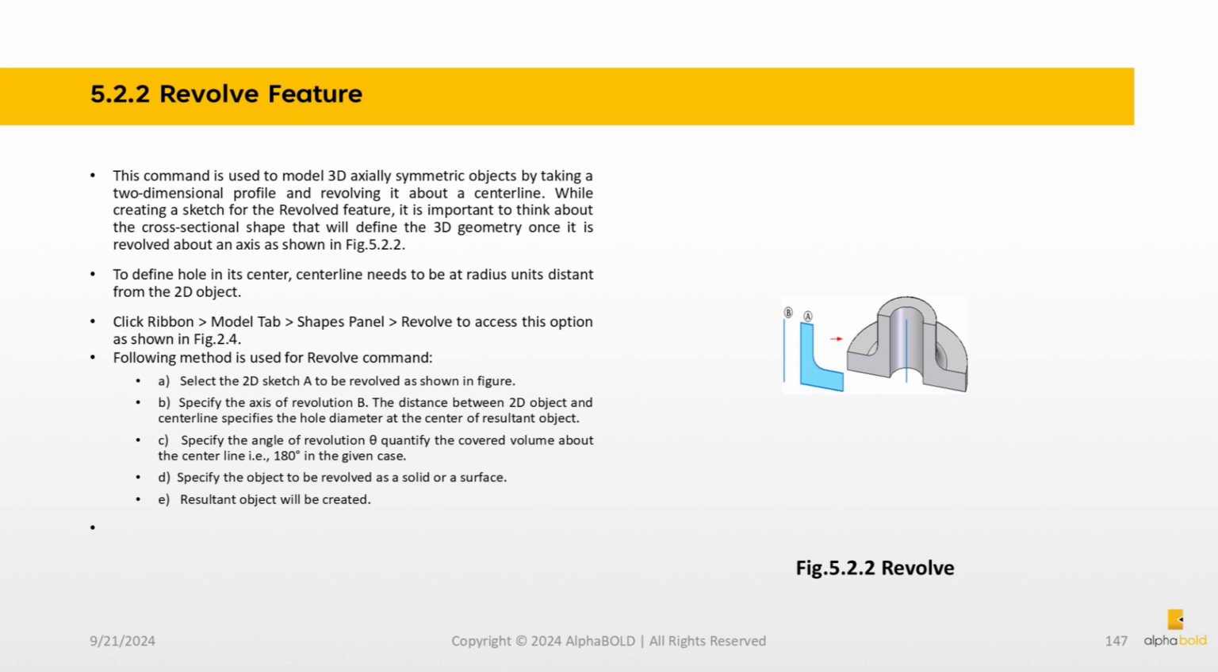The following method is used for Revolve command. A. Select the 2D sketch A to be revolved as shown in figure. B. Specify the axis of revolution B. The distance between 2D object and centerline specifies the hole diameter at the center of resultant object. C. Specify the angle of revolution theta. Quantify the covered volume about the center line, i.e., 180 degrees in the given case. D. Specify the object to be revolved as a solid or a surface. E. Resultant object will be created.